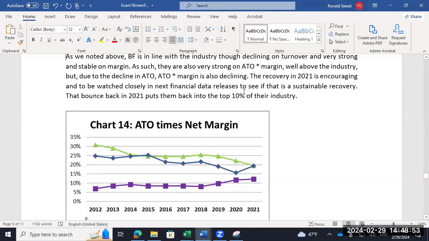If I see it bounce back in one year, I want to know, is that a one-time thing or is this a trend? That's the way Wall Street is: okay, you're back for one month, or one year, or one quarter, is that going to sustain? So, to be watched closely in the next financial data releases to see if that is a sustainable recovery. The bounce back in 2021 puts them back in the top 10%.